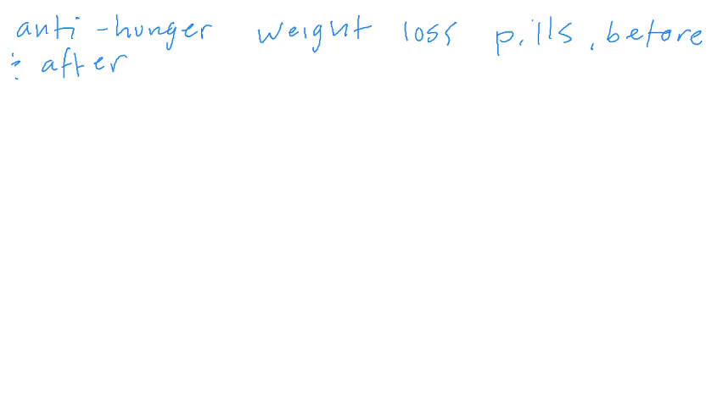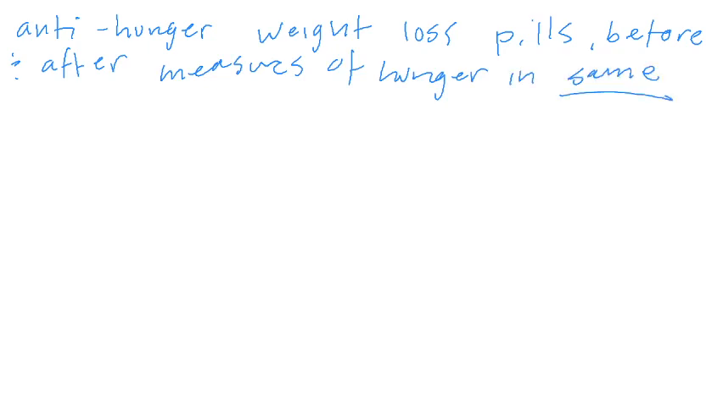So we're going to test before and after measures of hunger. Please mind my handwriting. Measures of hunger in the same, keyword, in the same people. So we're going to get a sample equal to 10. We'll test this at an alpha of 0.05.